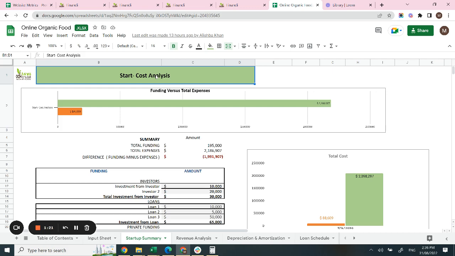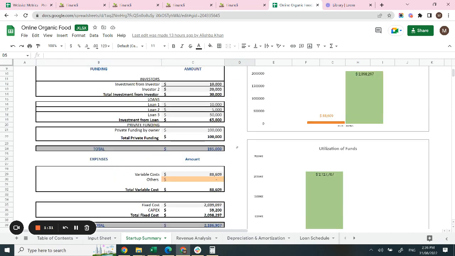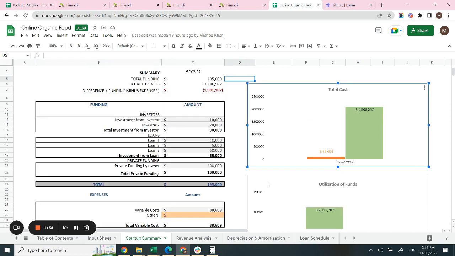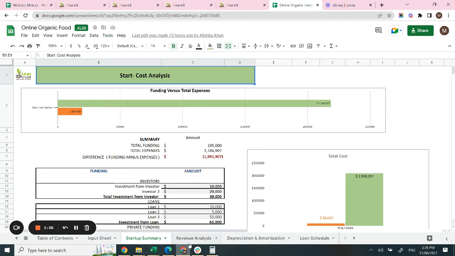Moving on, startup summary. It is the estimation of how much investment is required for the business, and it enables you to know about the variable and fixed costs. It further includes the total funding and total expenses and a graphical representation of total cost and utilization of funds, which will help to analyze your startup cost.